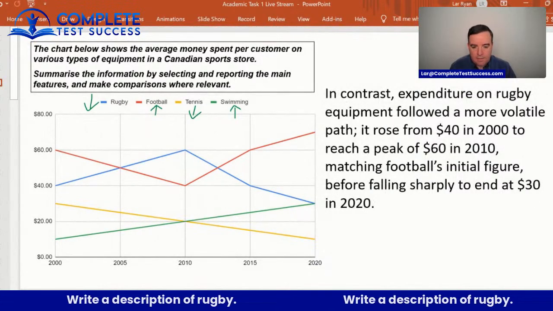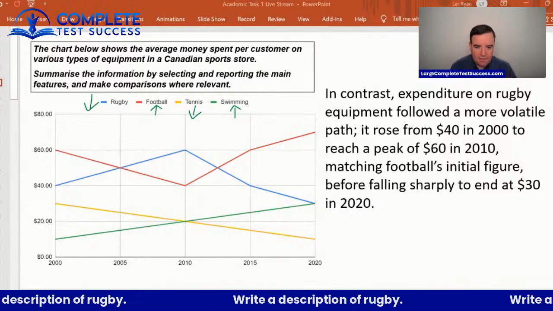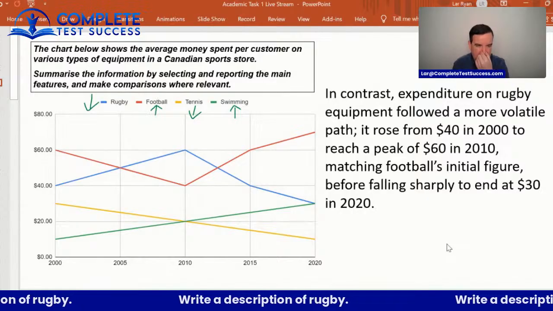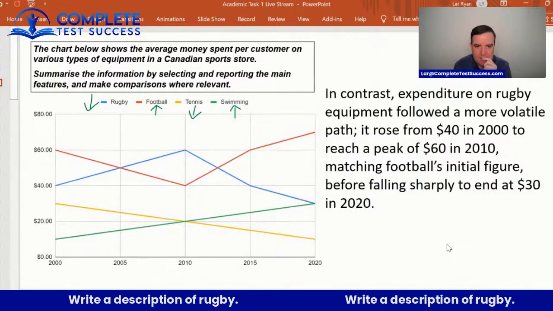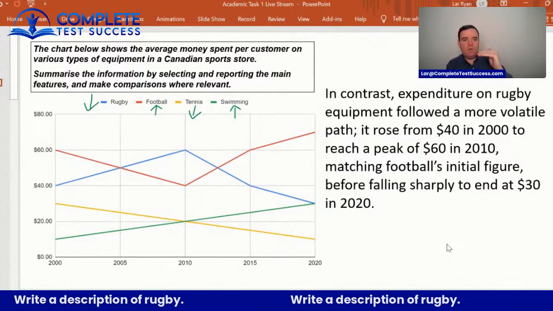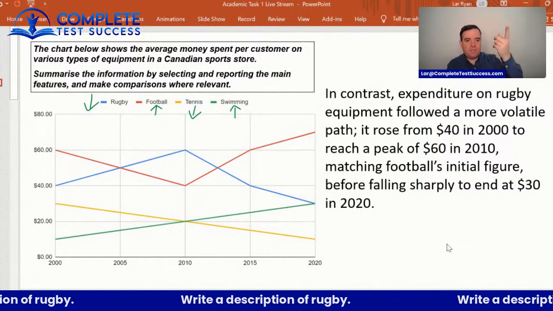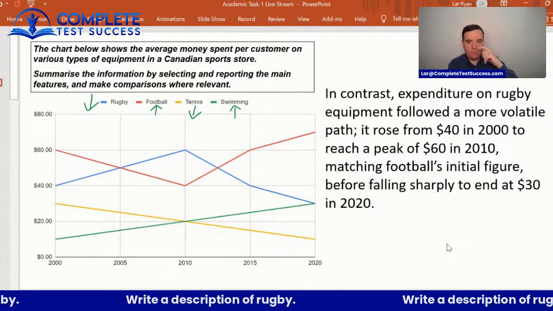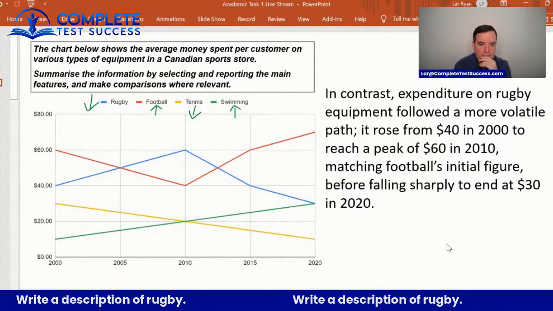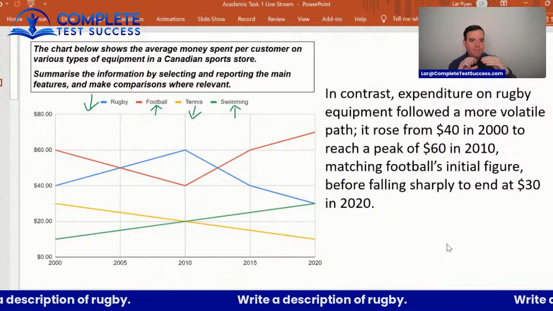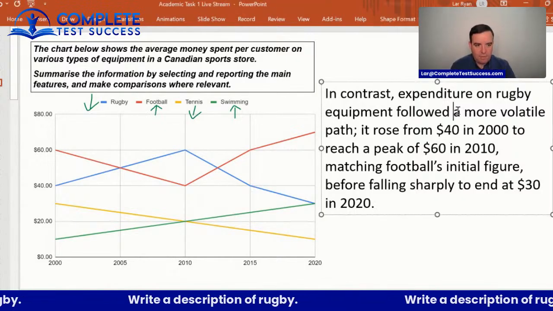Okay. In contrast, expenditure on rugby equipment followed a more volatile path. A more volatile path than what? Then, because it's a new paragraph, are we saying a more volatile path than the ones in the previous paragraph, or just a more volatile path than swimming? I think the fact that it's in another paragraph means we're comparing what's in this paragraph with what's in the other one. So we can't really point that out.